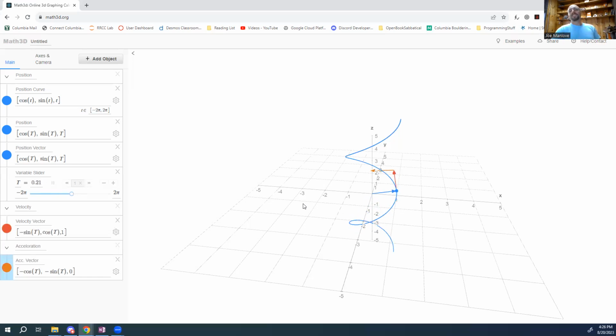I encourage you to sit around and see if you can see these in the world. Anytime you see something moving, you should be able to attach these little blue, red, and orange vectors to it. See if you can get some enlightenment out of that. It's actually a really fun thing to do.